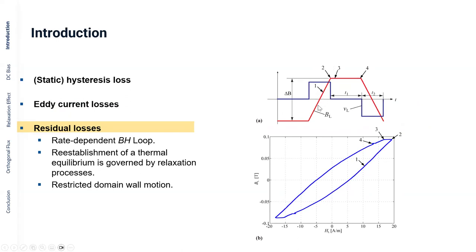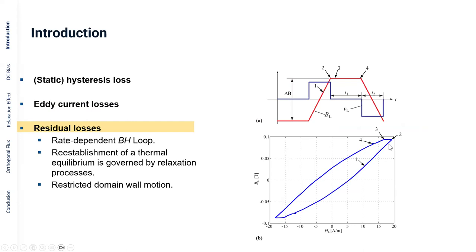You ramp up the material, you ramp up magnetization, so you magnetize the material. And then at some point, you abruptly stop the magnetization process, and then the material should stay in this position. However, because this is a physical system, it takes a bit of time. So-called relaxation processes take place until the material actually reaches a new thermal equilibrium.